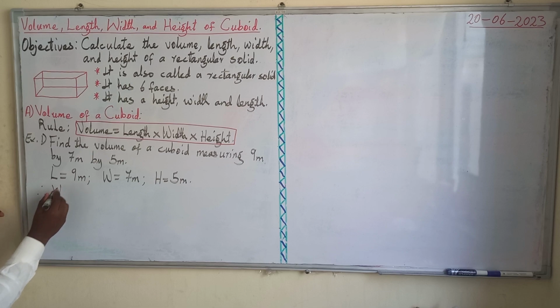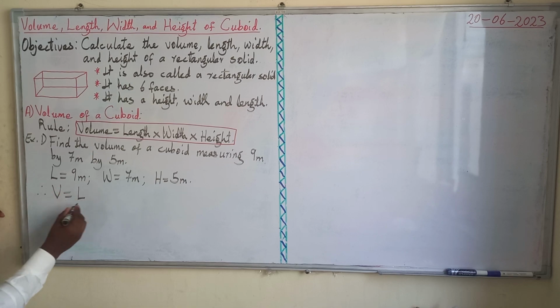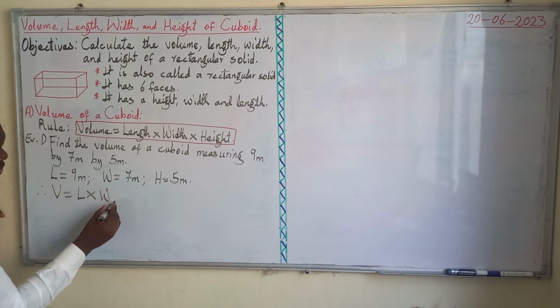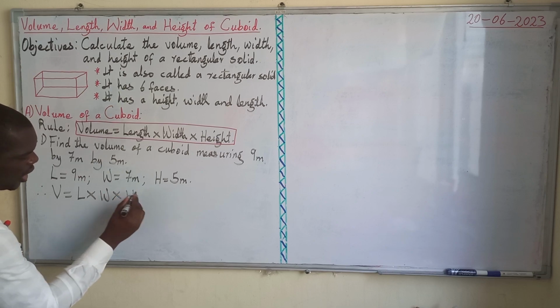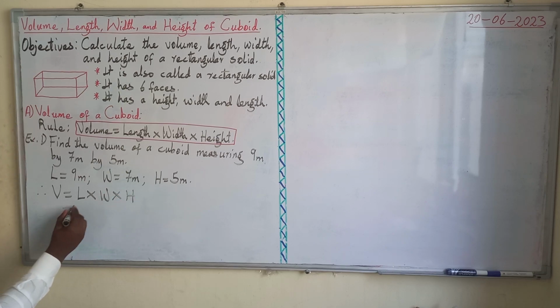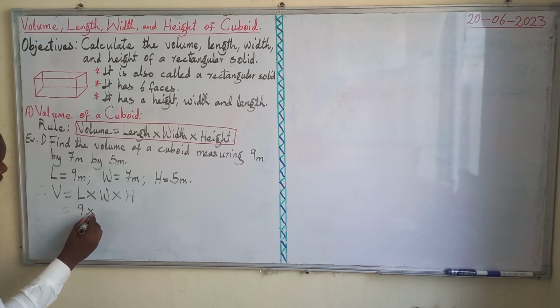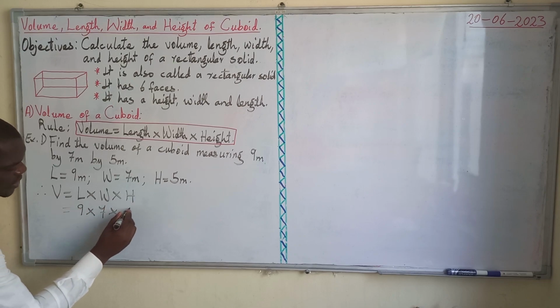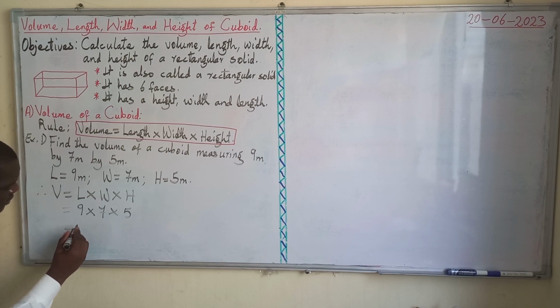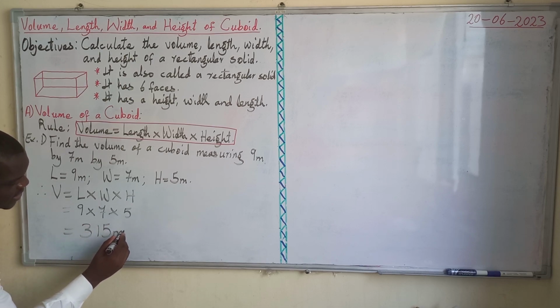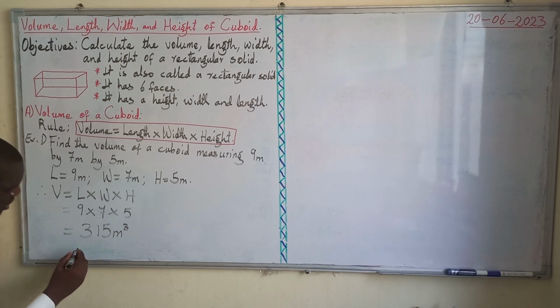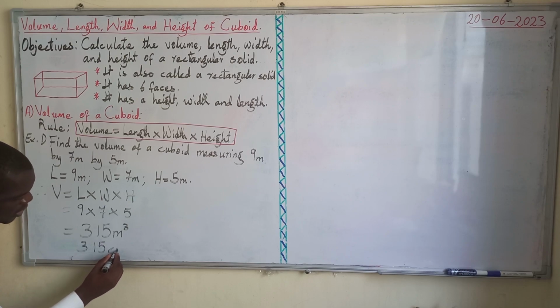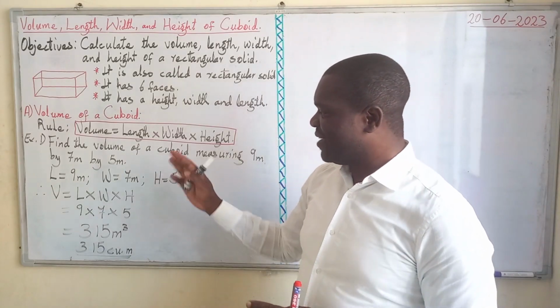Therefore, volume V will be equal to length times width times height. And if we substitute this, it will be 9 times 7 times 5. And this will give us a total of 315 meters cubed, which can also be written as 315 cubic meters. That is that as far as volume is concerned.